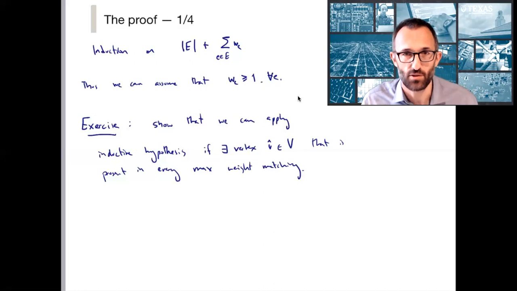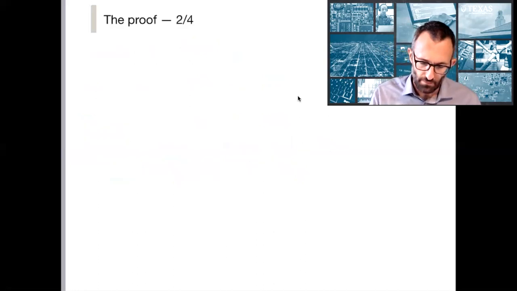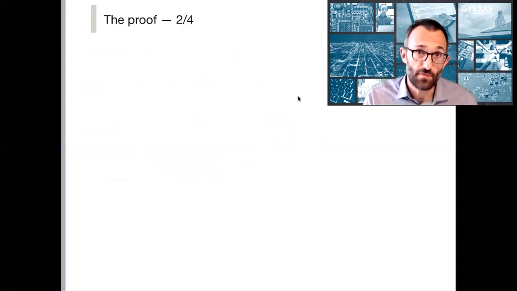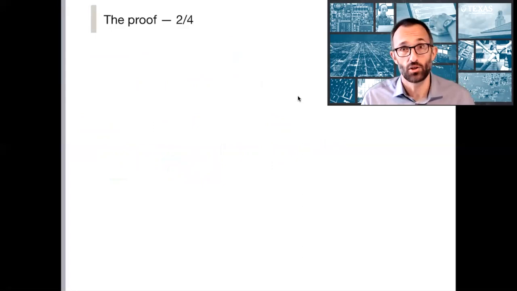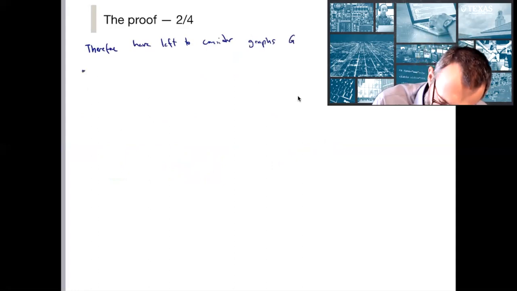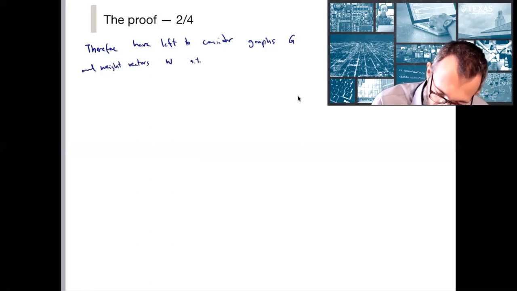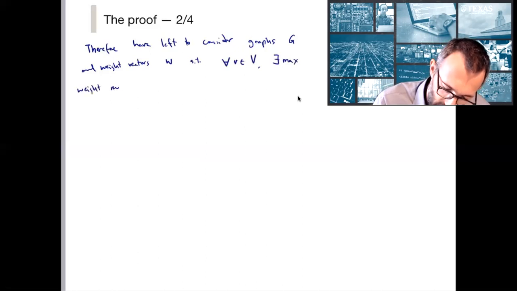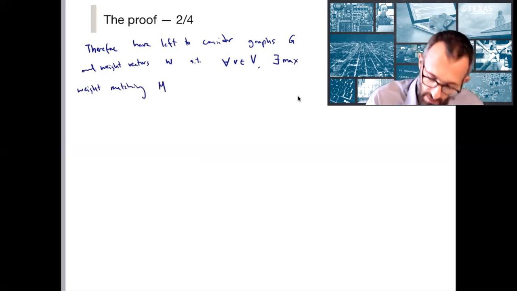But what this means for us with this exercise complete is that we can now assume that for any vertex V, there exists a maximum weight matching that does not cover V. So therefore, we have left to consider graphs G and weight vectors W such that for any vertex V, there exists a max weight matching M that misses V.